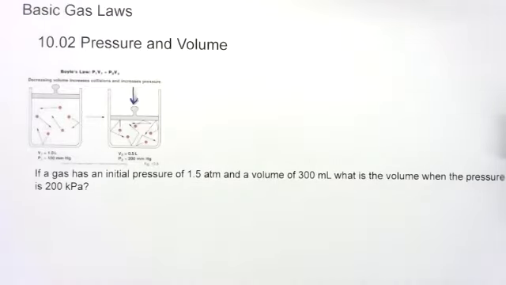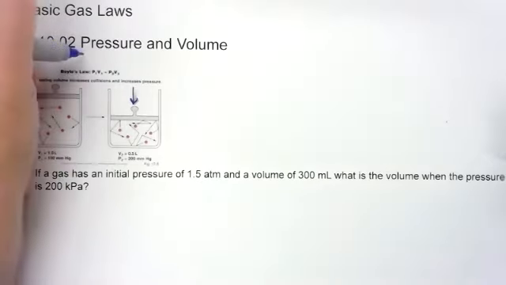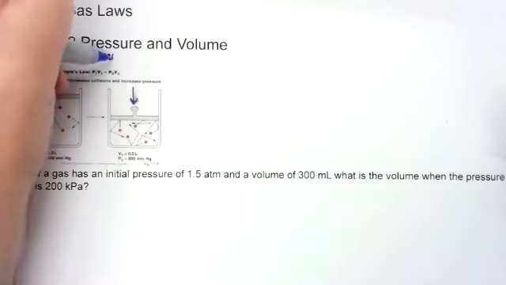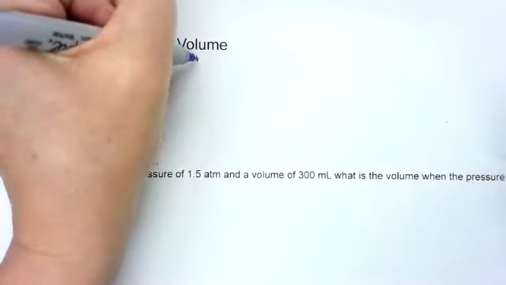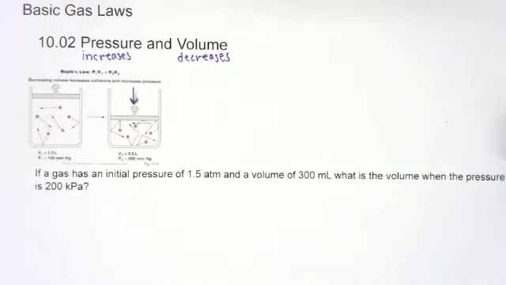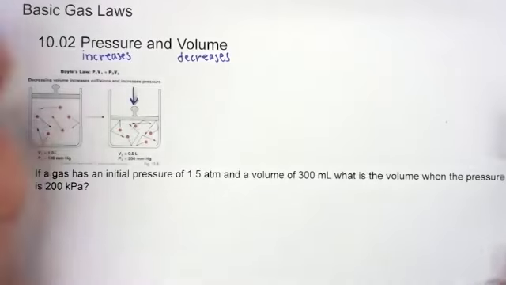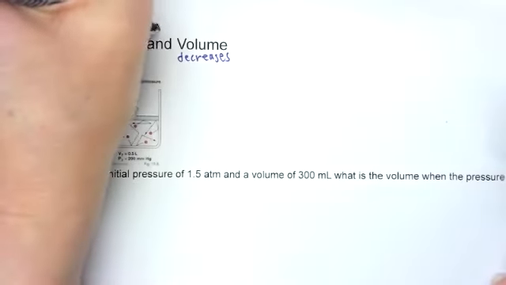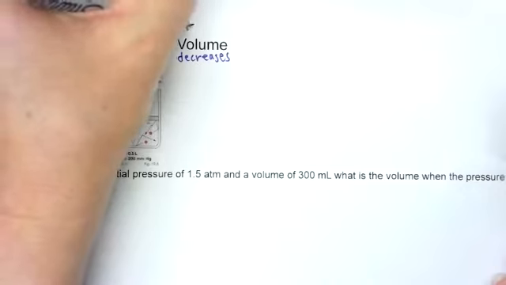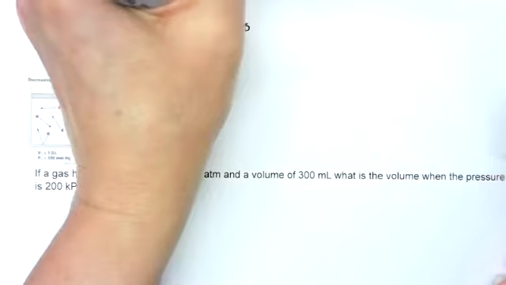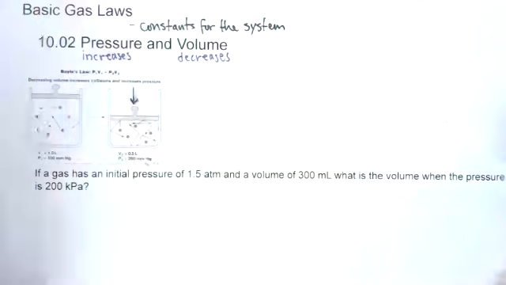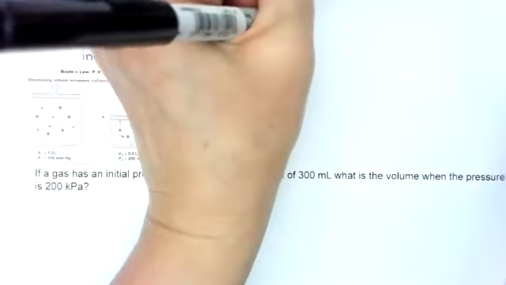So what we saw was that as pressure goes up, as pressure increases, volume decreases. And one of the assumptions that we're going to make for all of these basic gas laws is that there are constants for our system. Constants for the system, and we're going to represent that as a K.